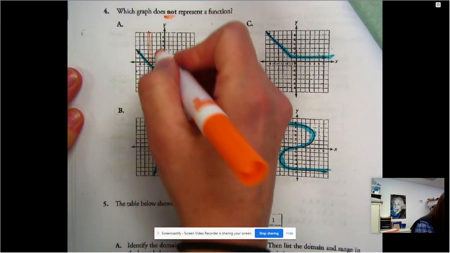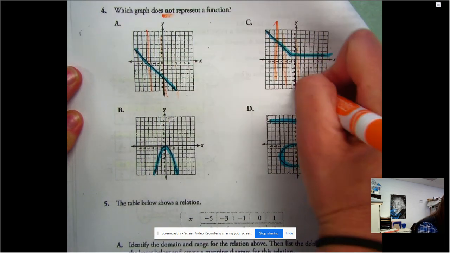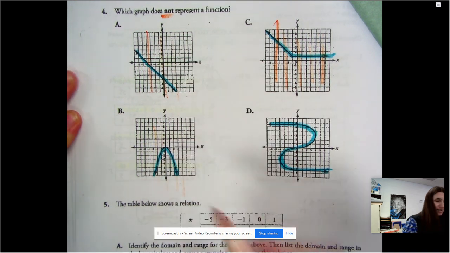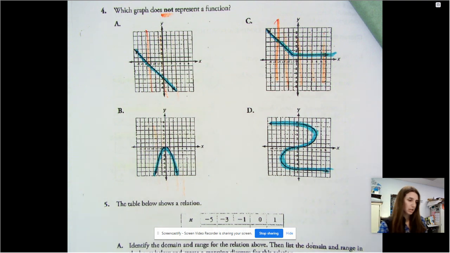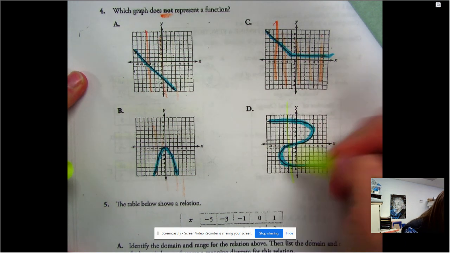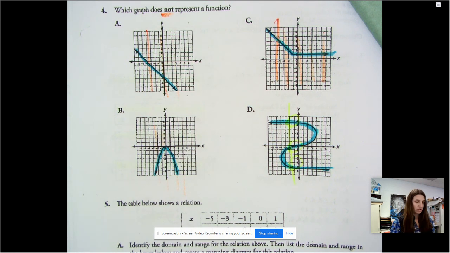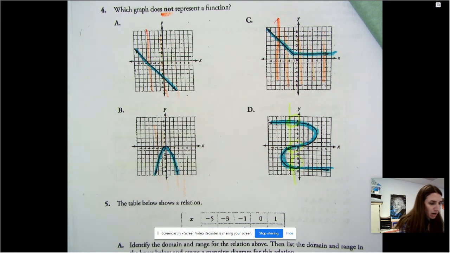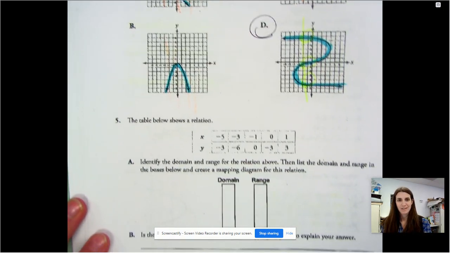So coming straight down, this one definitely passes. Coming straight down, this one definitely passes. Coming straight down, this one passes. A little bit tough. My marker is donezo. Coming straight down, this one crosses 1, 2, 3 times. We don't want that. So this one is the one that fails the vertical line test and is not a function. Okay, hope you did a good job with that one.